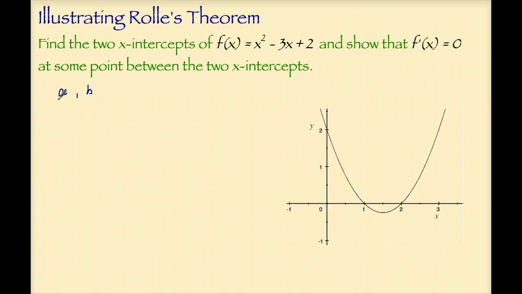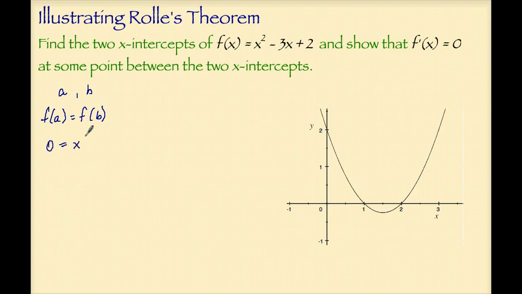Because they are intercepts and they'll both have a function value of 0, this will mean that it will meet the condition that f of a equals f of b. Then we're going to look for a value between a and b where the slope of the function is equal to 0. But first we need to find the x-intercepts. So let's take our original function and set it equal to 0.